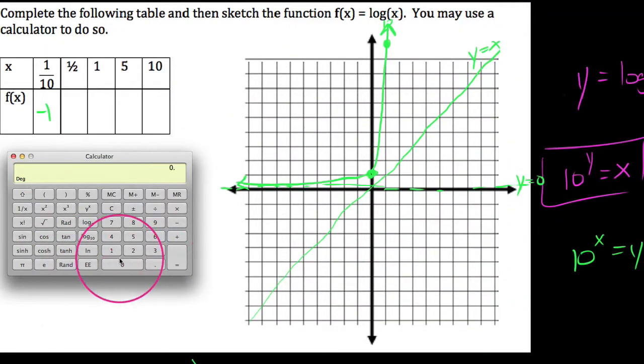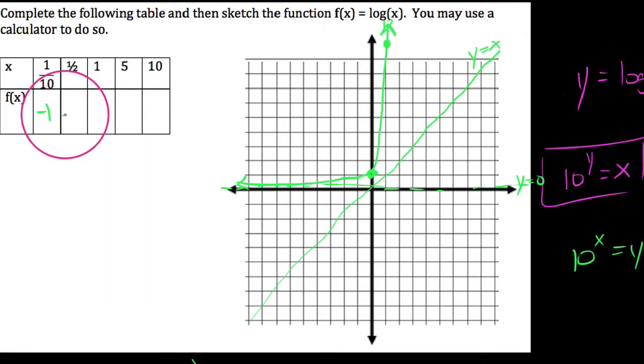We say 0.1 common log, negative 1. Okay, how about a half? Okay, so we say 0.5 common log, about negative 0.301. So I have no problem getting out a calculator and typing this in, negative 0.301. Anyone who knows how to do math can do that.